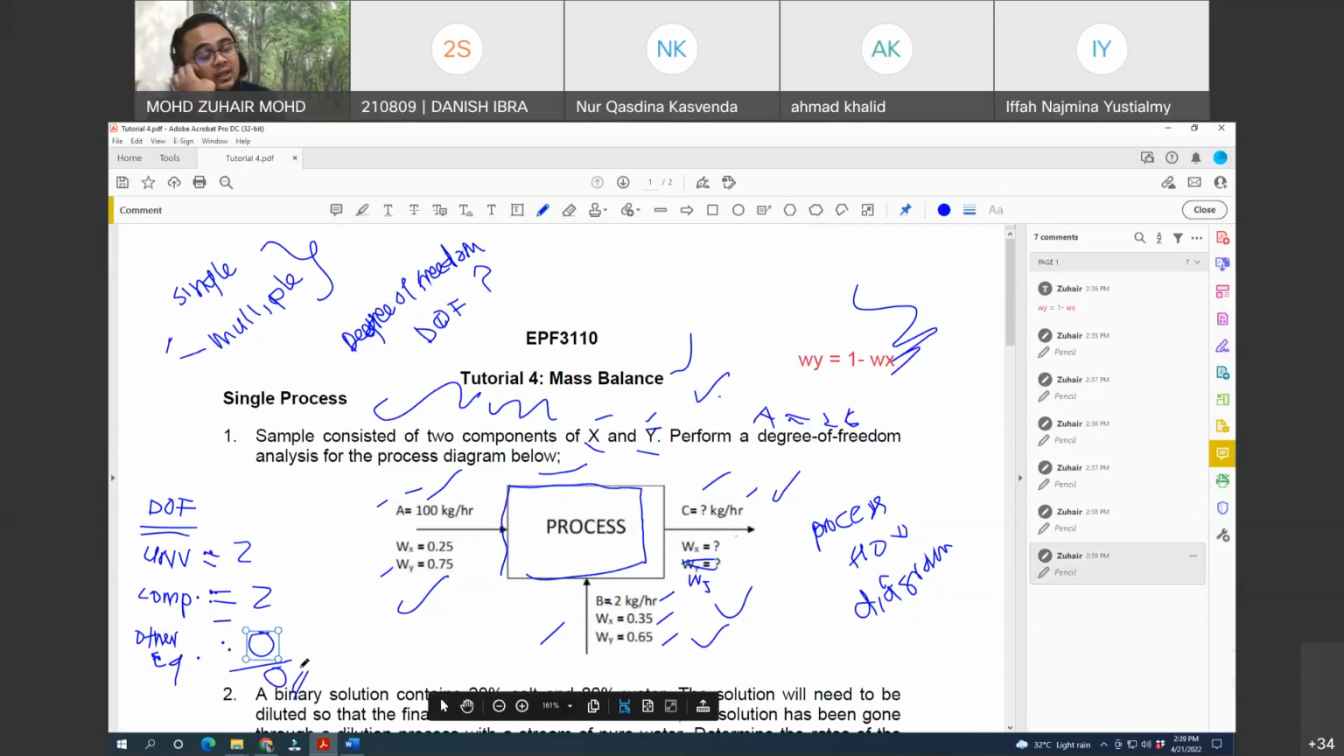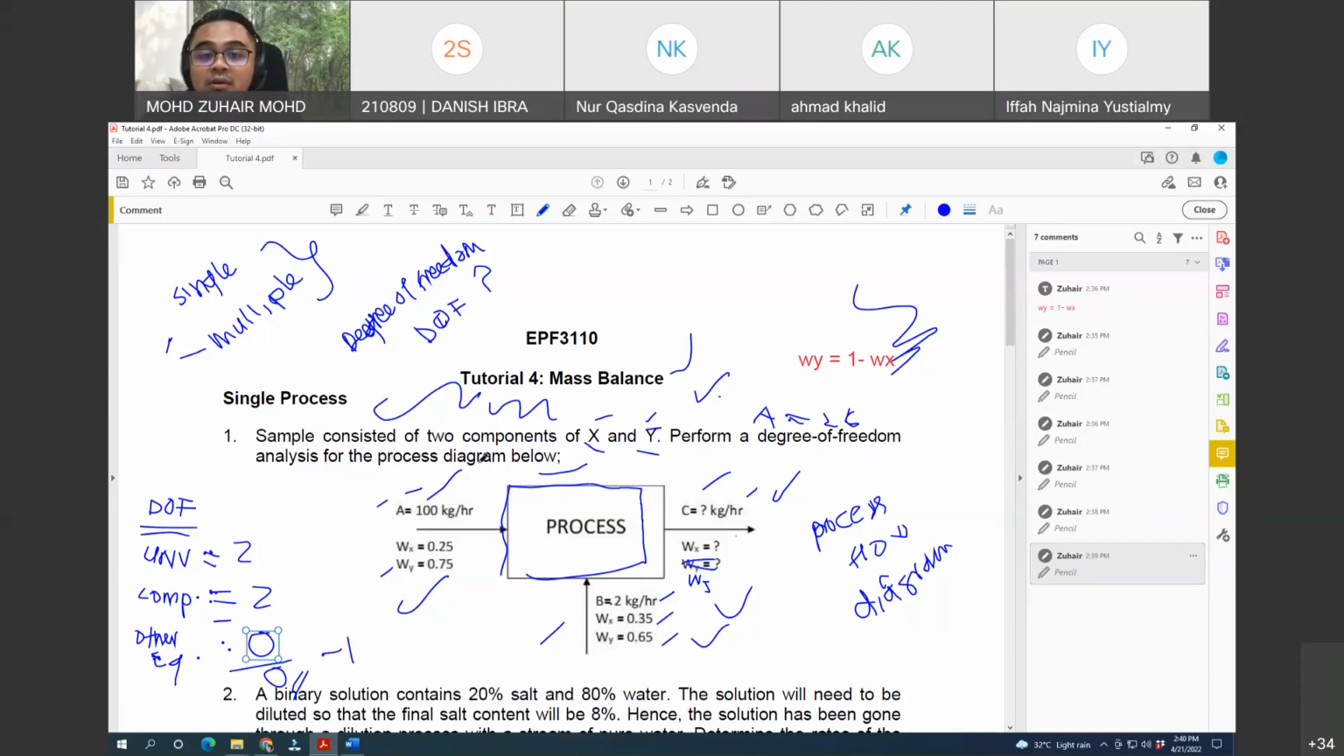If the degree of freedom analysis is 0, only then can we solve this problem. If we get -1, -2, -3, or 1, 2, 3, we cannot solve the mass balance. So it is very important for you to see whether the degree of freedom analysis equals 0 or not before you proceed with solving the question.